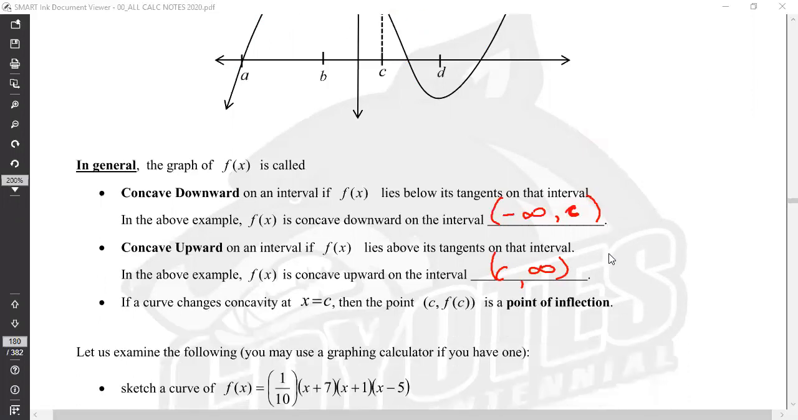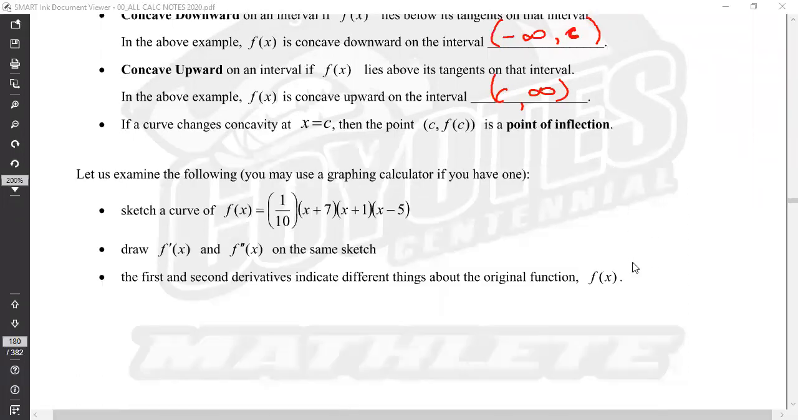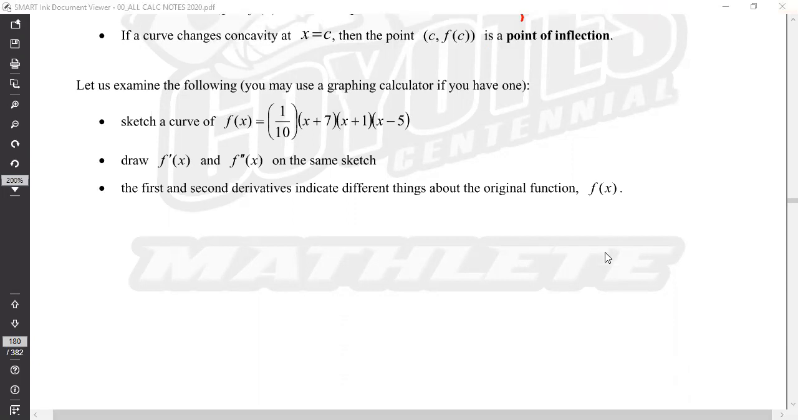All right, so moving forward, let's examine the following. You can use a graphing calculator if you have one. We're going to sketch the curve of 1/10 times (x plus 7)(x plus 1)(x minus 5). We're going to draw what this looks like for f prime and f double prime on the same sketch. The first and second derivatives indicate different things about your original function, f of x. So take a minute, hit pause, and let's start to sketch this and see what it looks like.